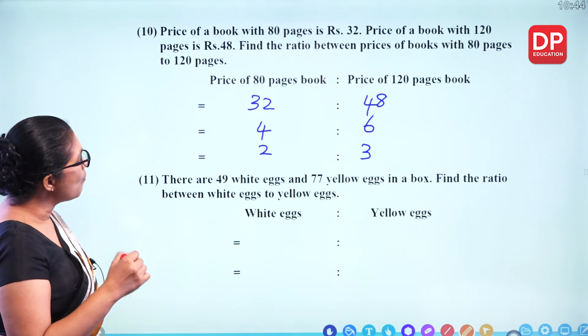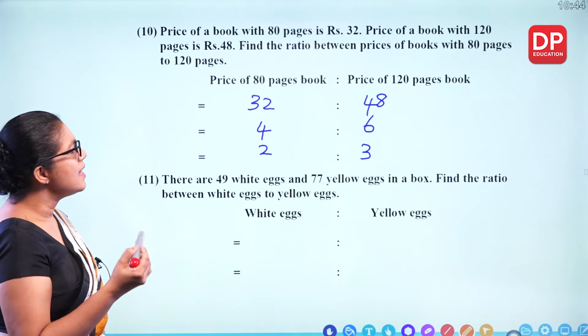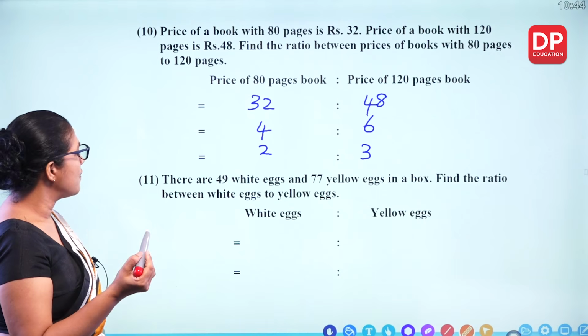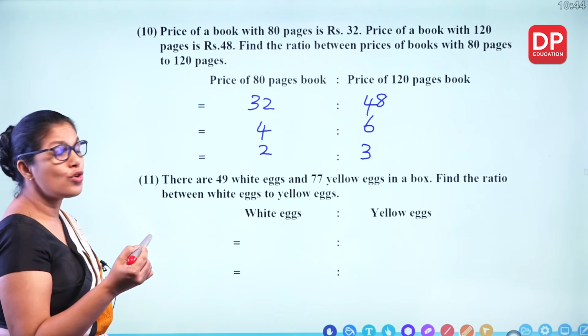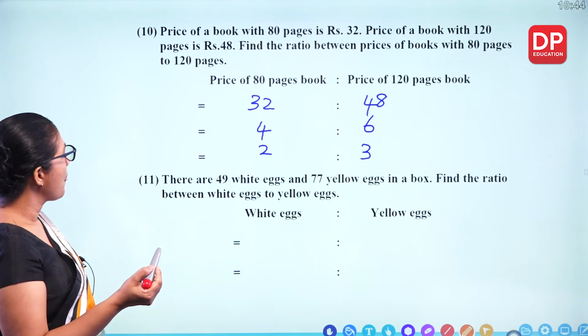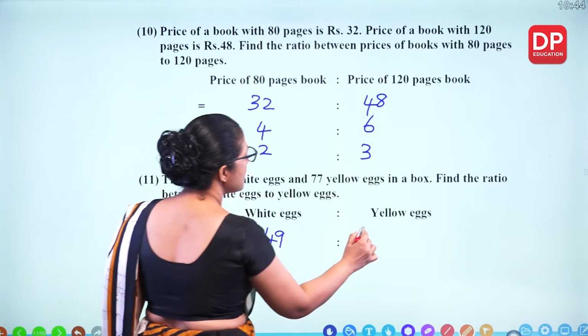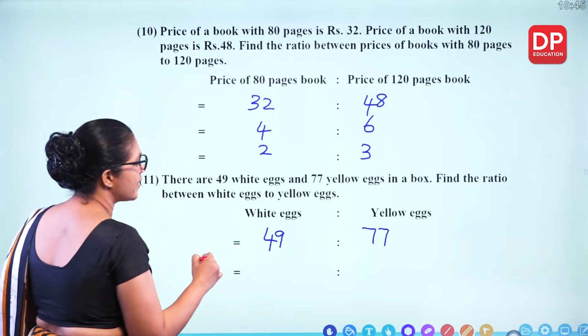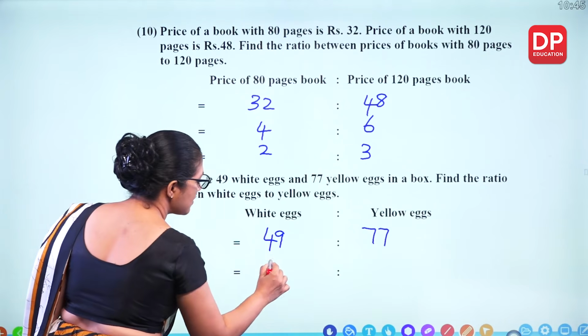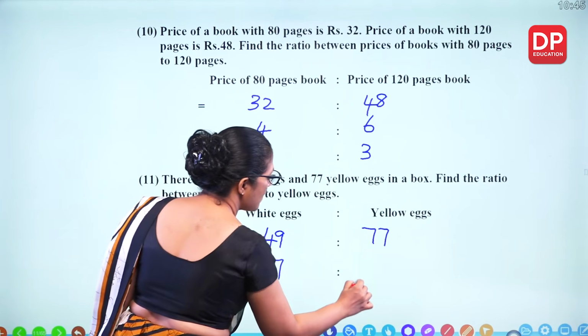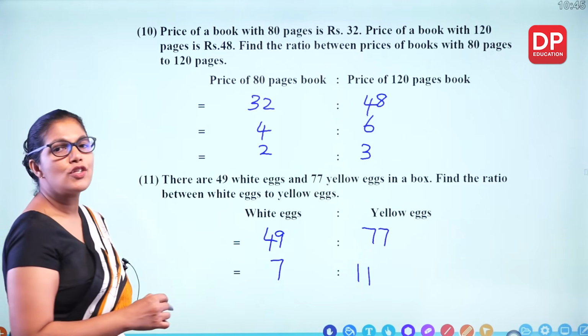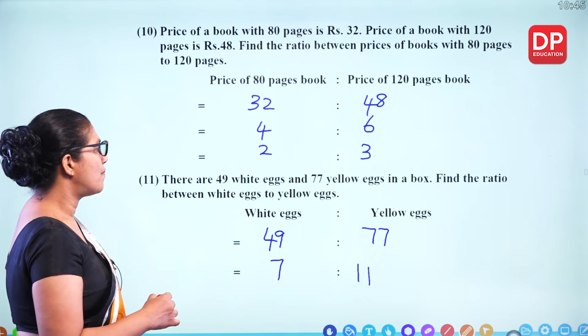There are 49 white eggs and 77 yellow eggs in a box. Find the ratio between white eggs to yellow eggs. So 49 white eggs and 77 yellow eggs. Divide by 7. 7 times 7, 7 times 11. So 7 to 11 ratio.